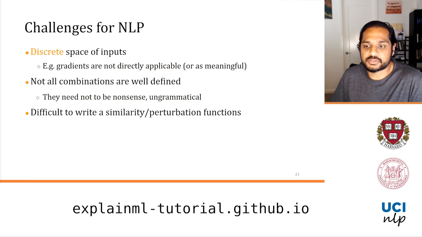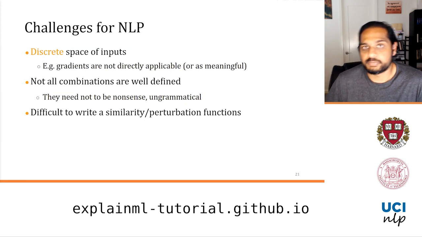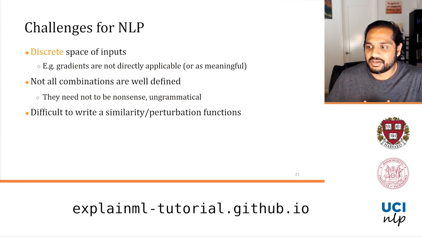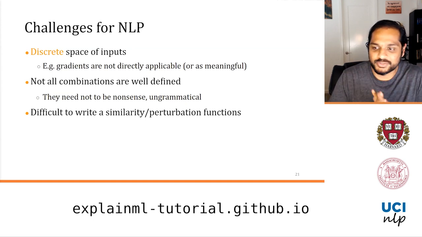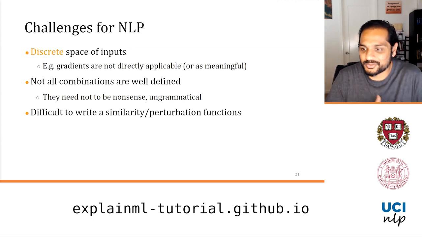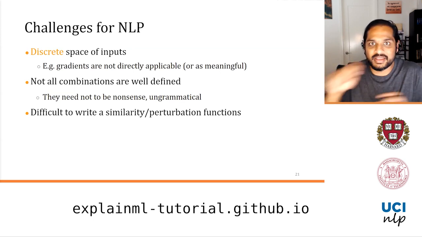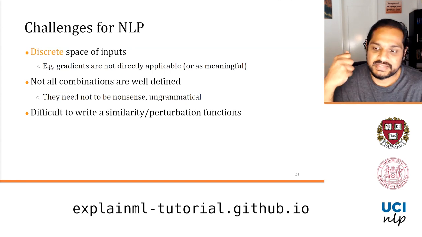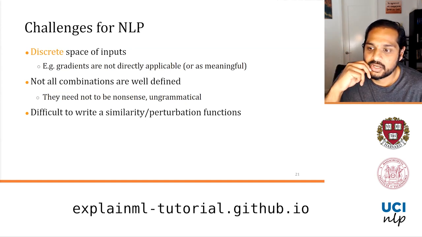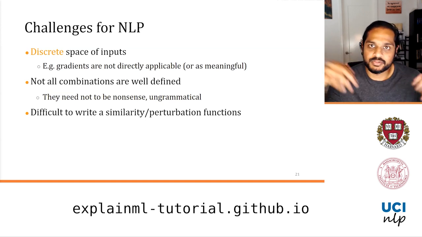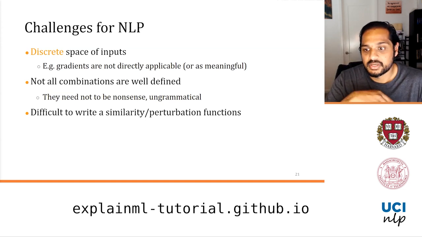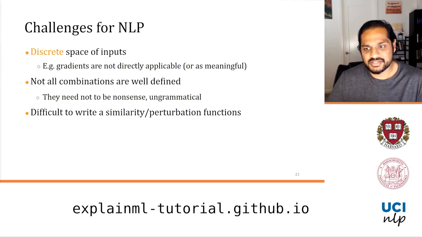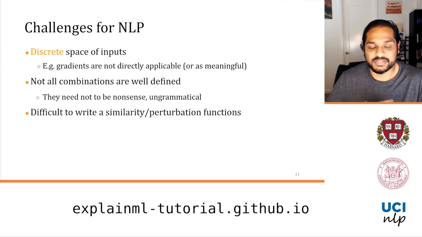It's also very difficult to write a similarity or a perturbation function. These are some of the things we kind of take for granted when we work in the space of math. So there's X, and of course you can take the norm of it, or of course you can create an epsilon ball around it and all of these kinds of things, which don't quite make sense even at a word level often, but especially at a sentence level. What does perturbing a sentence mean? What does it mean for two sentences to be similar? Is that specific to the task, or is it not specific to the task?